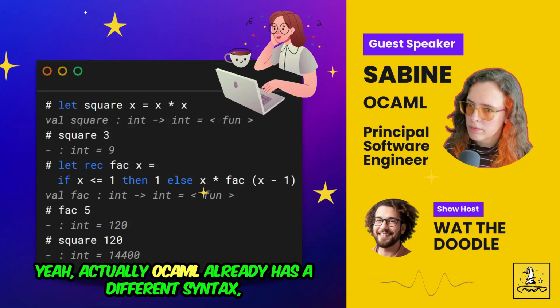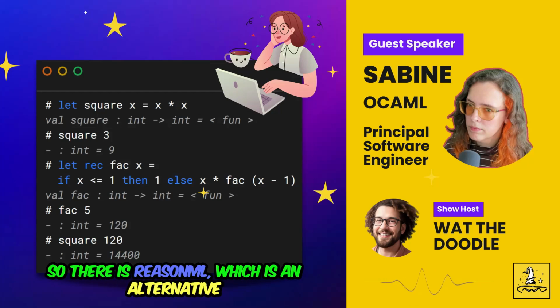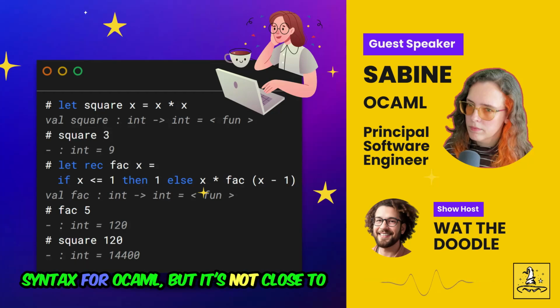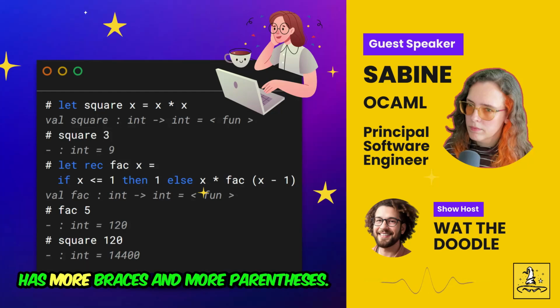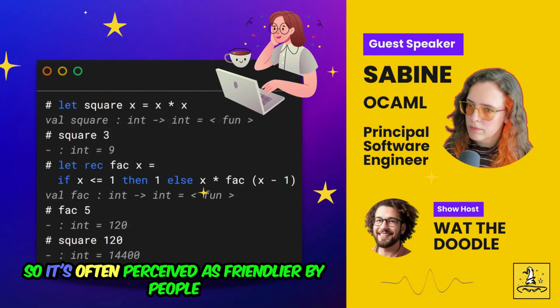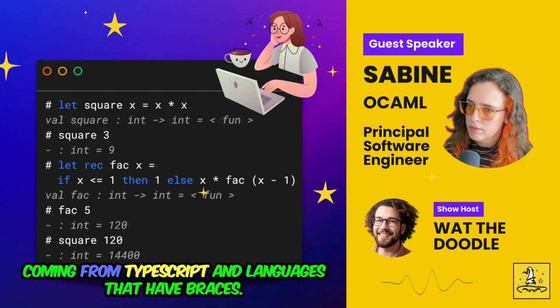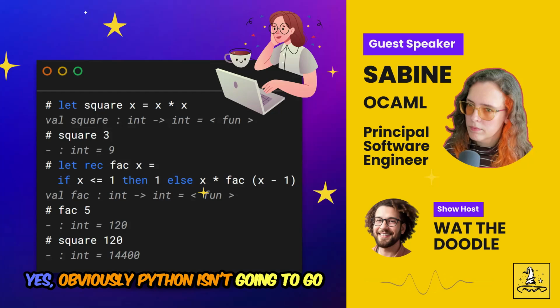Yeah, actually, OCaml already has a different syntax. There is ReasonML, which is an alternative syntax for OCaml, but it's not close to Python. It's closer to TypeScript. So it has more braces and more parentheses. So it's often perceived as friendlier by people coming from TypeScript and languages that have braces. Yes, obviously Python isn't going to go anywhere, so I don't think you have to worry about that.